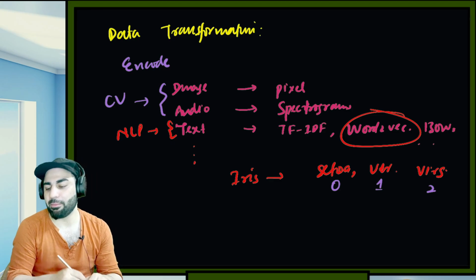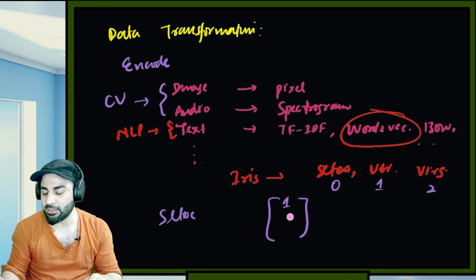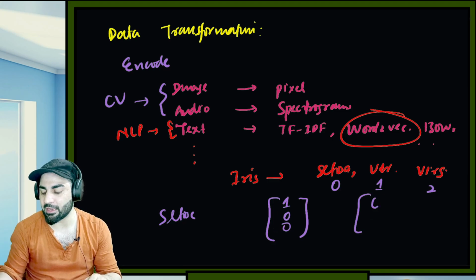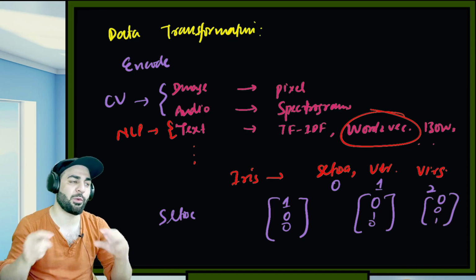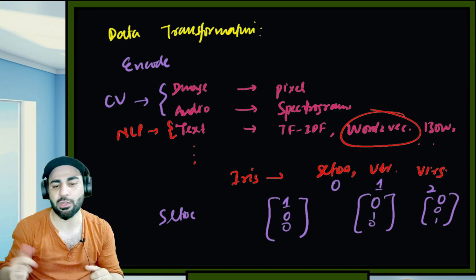Or maybe I can make it one hot encoding. If it is a setosa flower, I'll make a number like this: 1 for setosa and 0 0 for the rest. If it is a versicolor flower, I'll say 0 1 0. Virginica, 0 0 1. So this is called one hot encoding, where you just put 1 at the place it belongs to. For the rest of the columns you put 0.